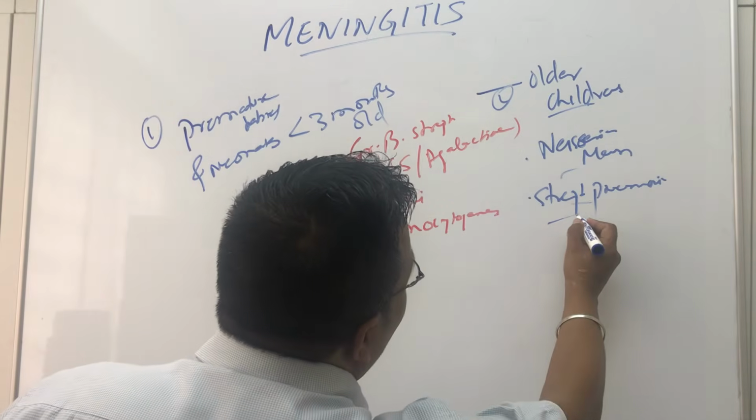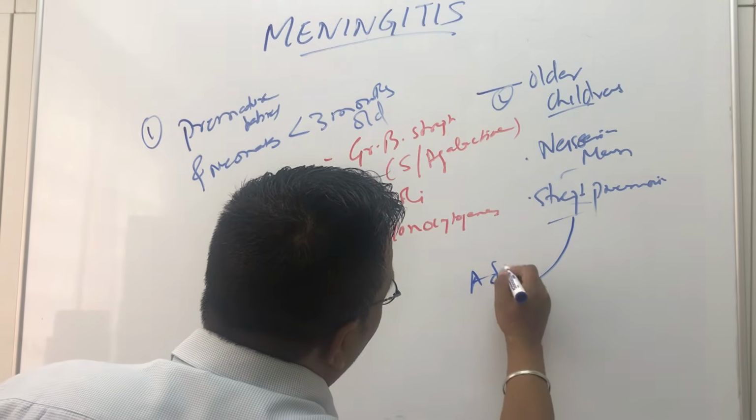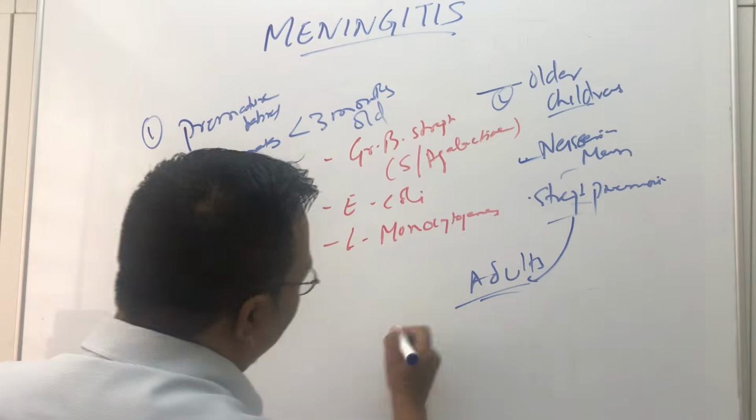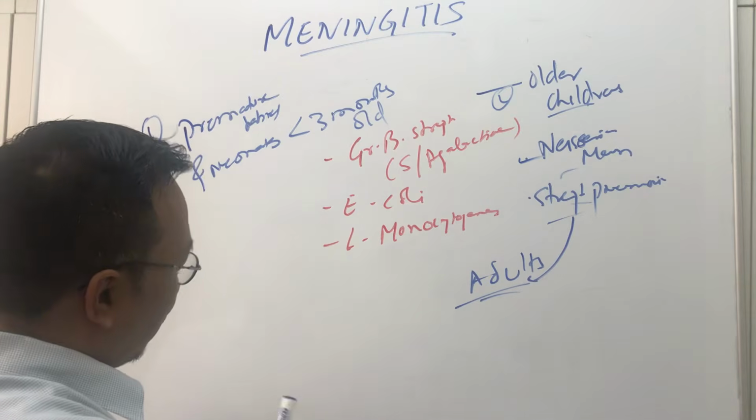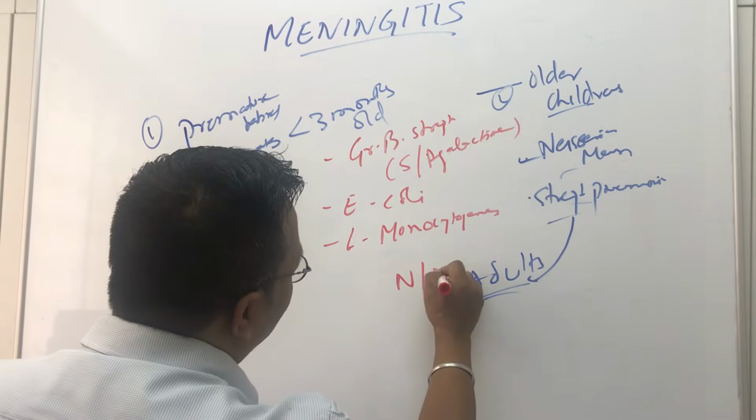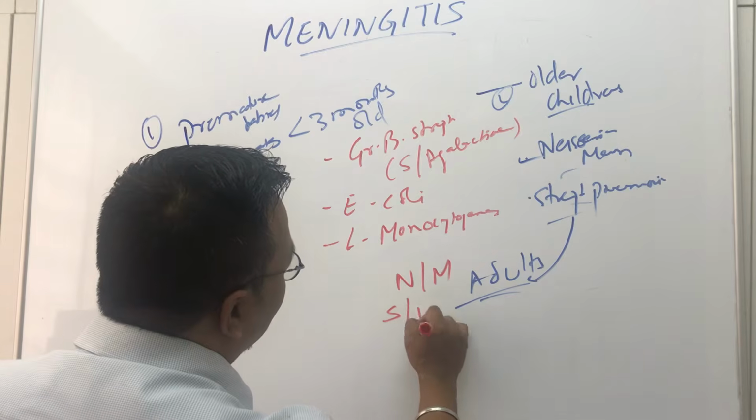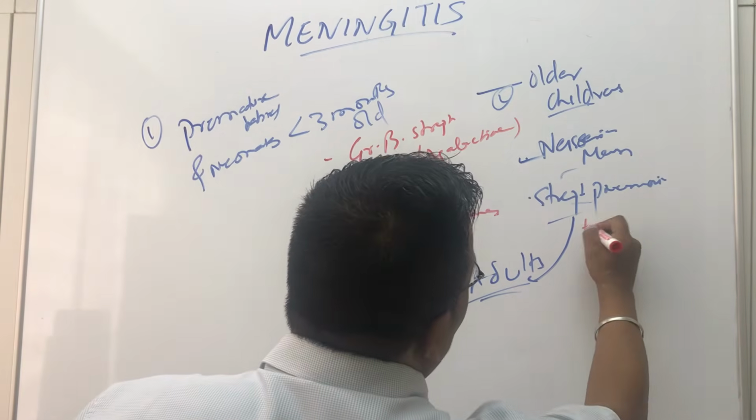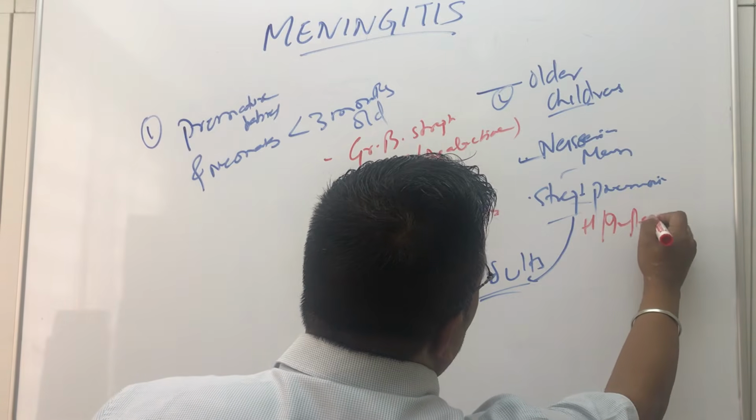Then from older children, we go to the adults. In adults, 80% of cases are caused by Neisseria meningitidis and Streptococcus pneumoniae. Okay. Here in older children also, Haemophilus influenzae, I missed out.